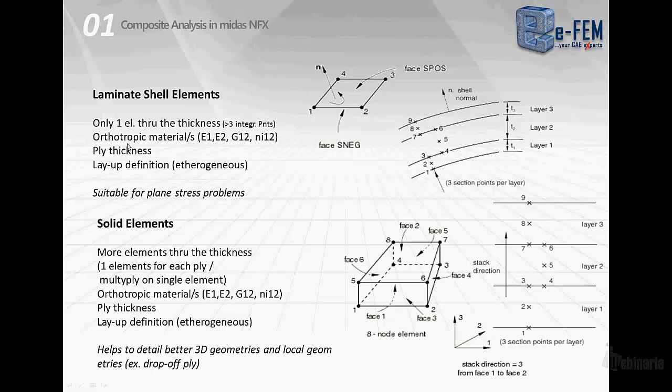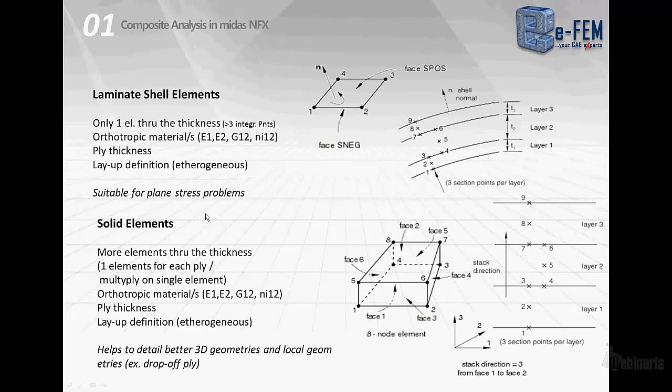They use orthotropic material to define the property of the single lamina, and they need to be defined in terms of layup definition and in terms of ply thicknesses, because the thickness of the laminate is calculated from single ply thicknesses and from the layup definition. Laminate elements are commonly used for the generic analysis of a composite structure, and they are really good for plane stress problems.